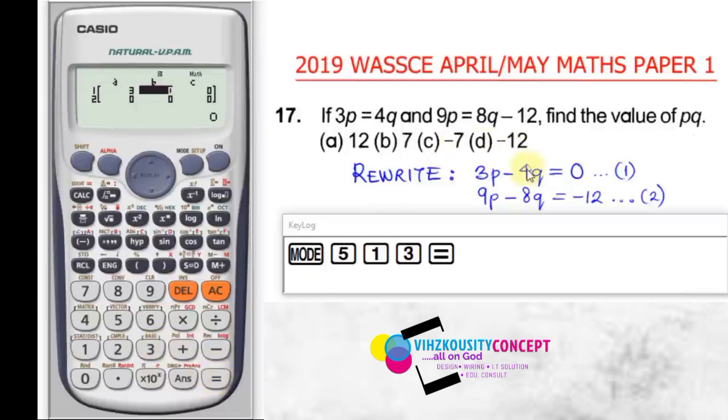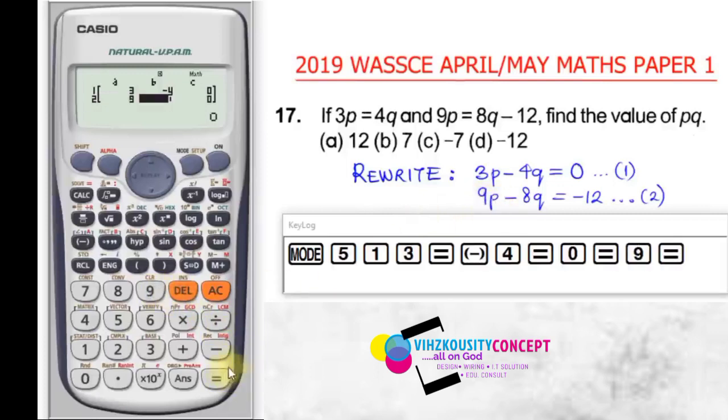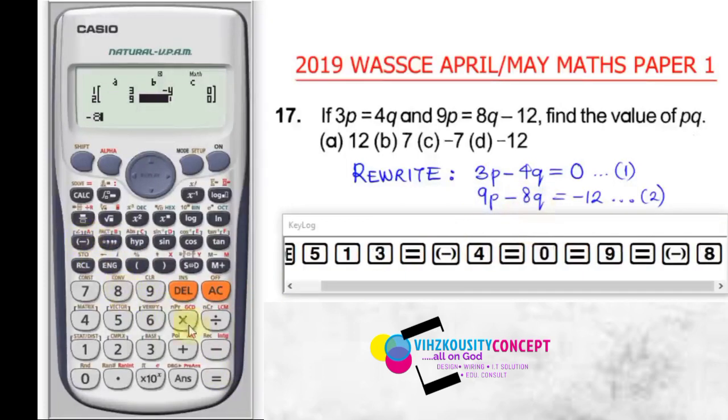and then I press the equal to sign. The coefficient of the second variable is minus 4, not 4. Putting 4 will give us a wrong answer, so I need to put minus 4. So here I say minus 4, and I press equal to, and C in this case is 0, so I press 0, and I press equal to. Now moving on to the second equation, 9 is the coefficient of the first variable, so I have 9. Minus 8 is the coefficient of the second variable, so I have minus 8. And minus 12 is the constant, so I have minus 12.